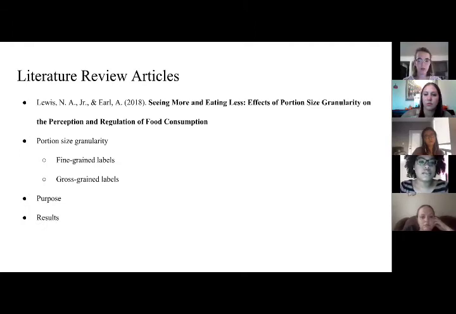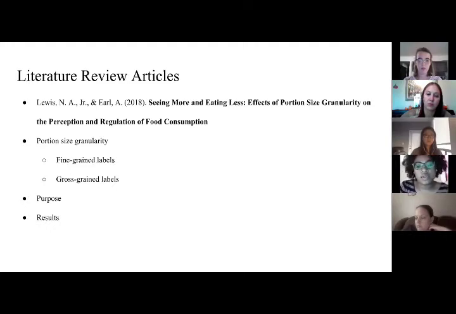The last study that we reviewed was Seeing More and Eating Less: the effects of portion size granularity on the perception and regulation of food consumption. First we talk about portion size granularity. The study defined this as holding portion size constant while describing portions in fine grains.